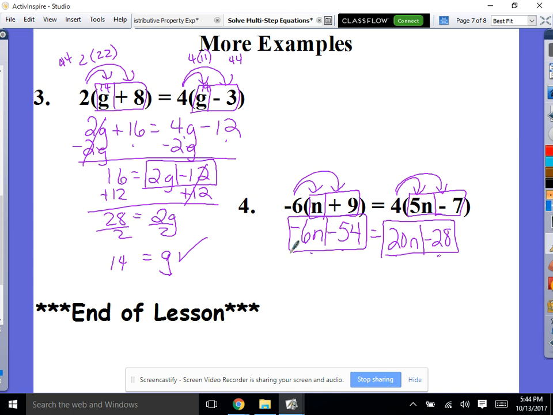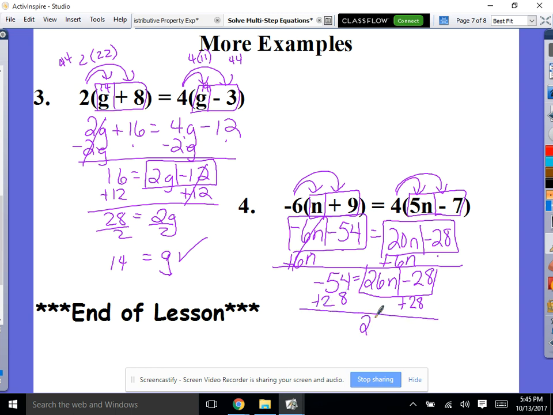Let's get rid of a variable. That's a negative, so it's the smaller one. So we're going to add 6n. That leaves us with negative 54 equals 26n minus 28. We want to eliminate the constant, so we're going to add 28. Leaves us with 26n equals negative 26. We divide by 26. We get n equals negative 1.